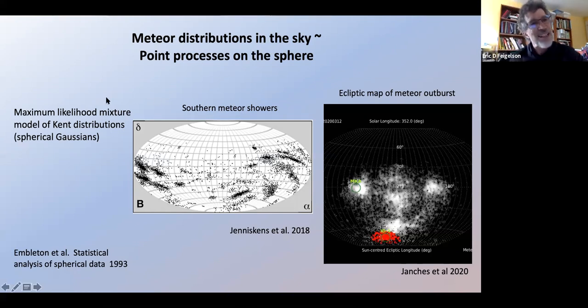So maximizing the likelihood is actually an interesting problem in optimization. It's not so easy. But when you do it, if you could do it, it would give you the centroids of them quantitatively, their sizes, their populations, all in a mutually self-consistent fashion. So that's one possible approach.